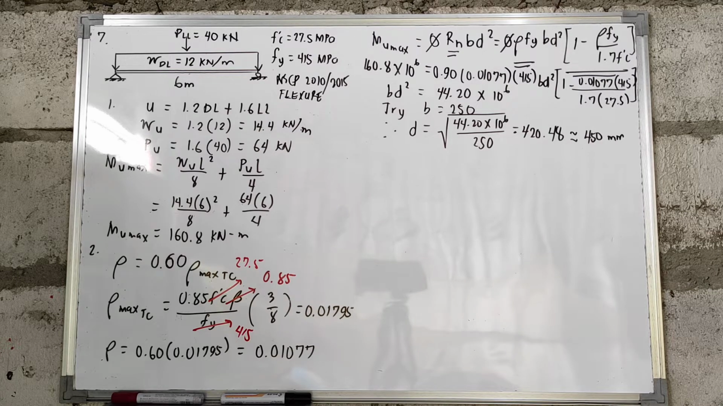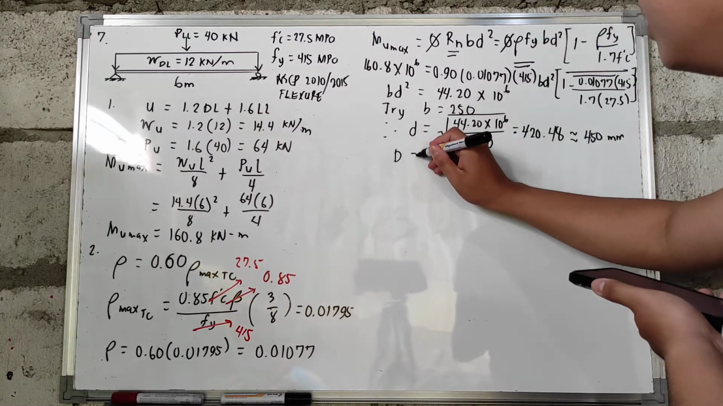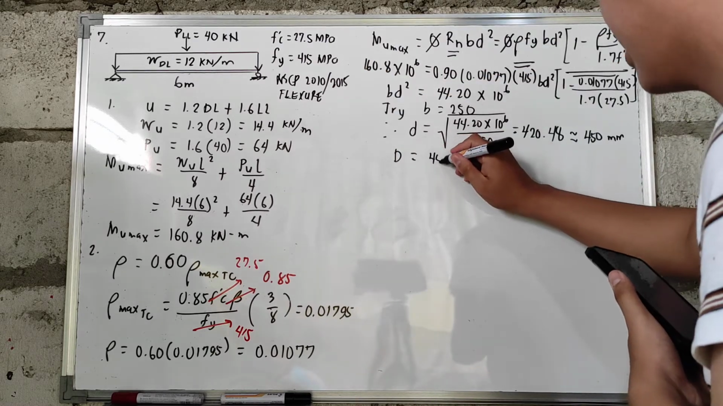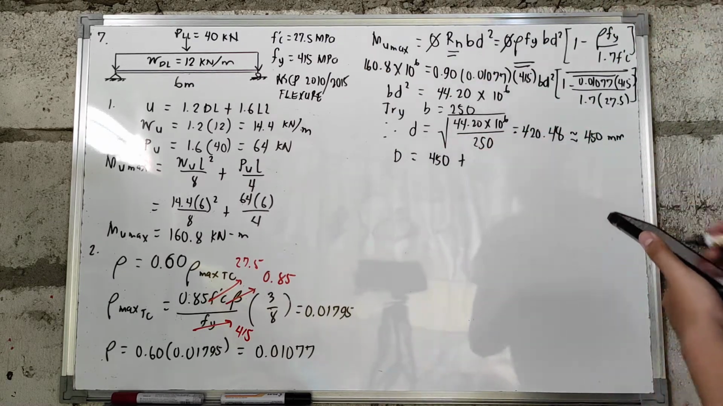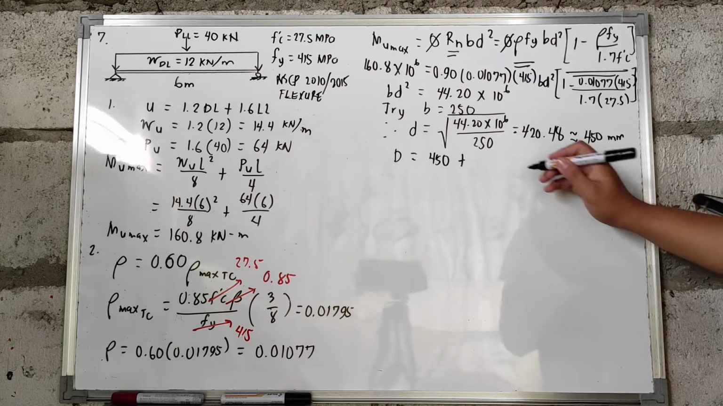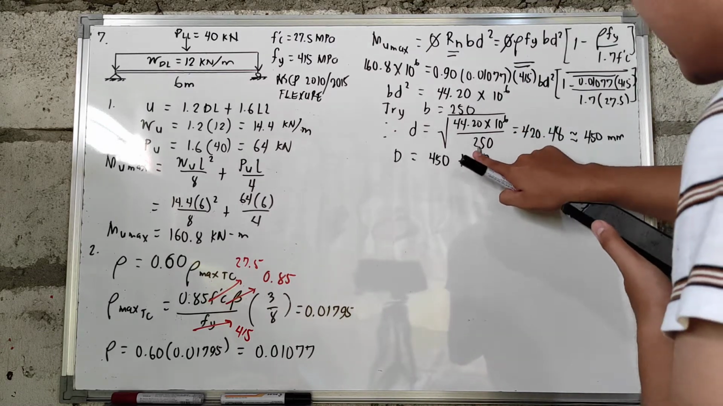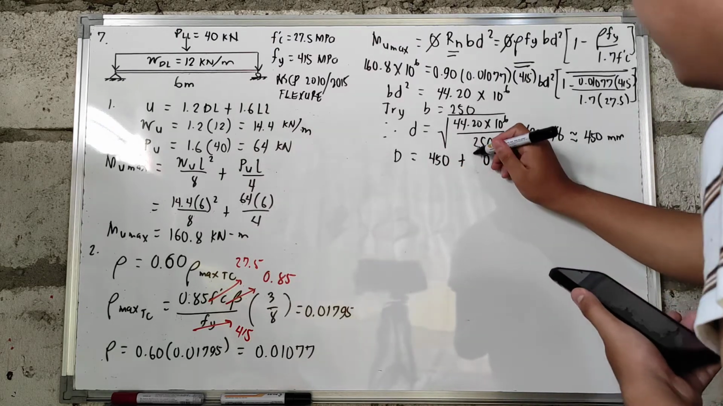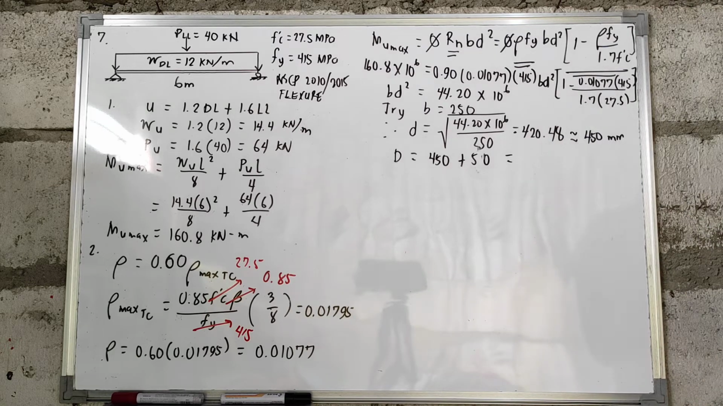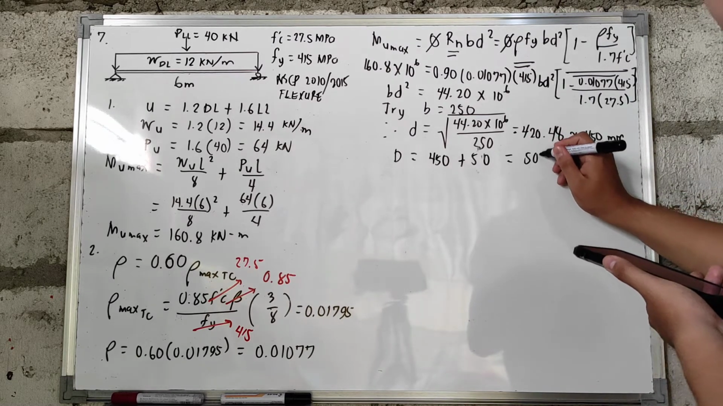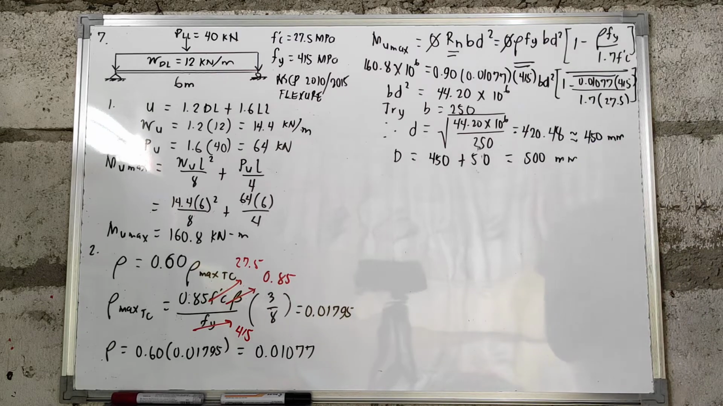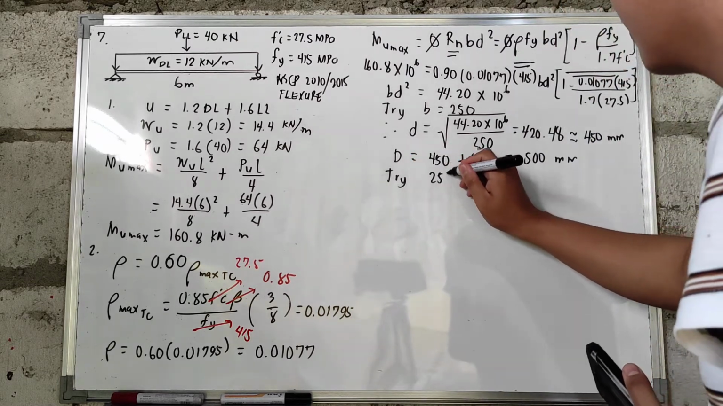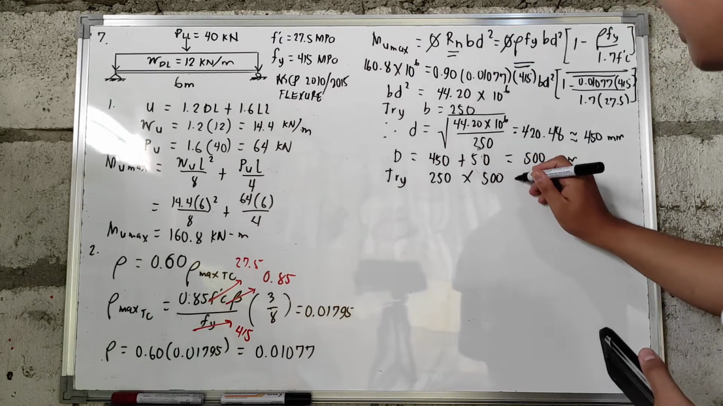So meaning to say, yung actual depth natin o yung buong taas ng beam natin, meron tayong 450 mm na effective depth plus the value ng concrete cover natin na 50 mm. So assume natin na yung concrete cover natin that is 50 mm. So you will have a value of your total depth which is equal to 500 mm. So with that, we will now try yung cross section natin na 250 mm by 500 mm.